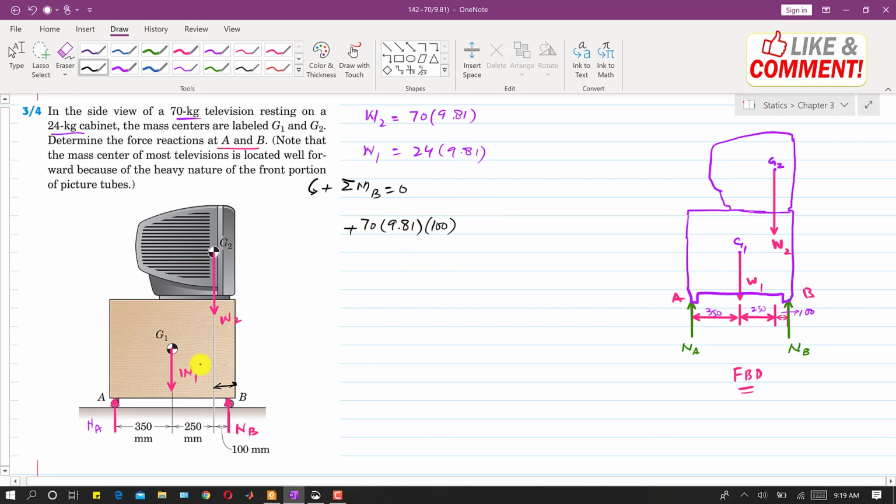Similarly, this W1 is also producing a counterclockwise moment at point B. So we will write plus 24 into 9.81. This is W2 and this is W1. And the perpendicular distance of W1 from point B is 250 plus 100 mm, so it is 350.